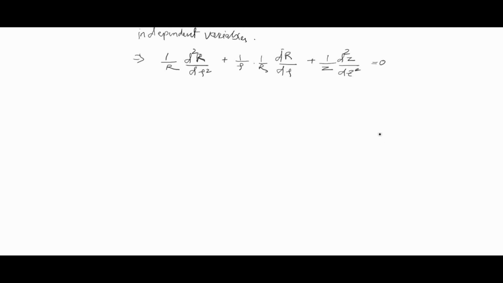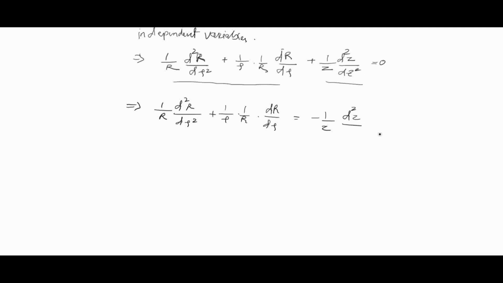Okay, now take the term containing z to the other side and keep the terms containing r on the left side. So by rearranging, what will you get? (1/R) d²R/dρ² + (1/ρ)(1/R) dR/dρ is equal to minus (1/Z) d²Z/dz², which is equal to minus lambda squared.